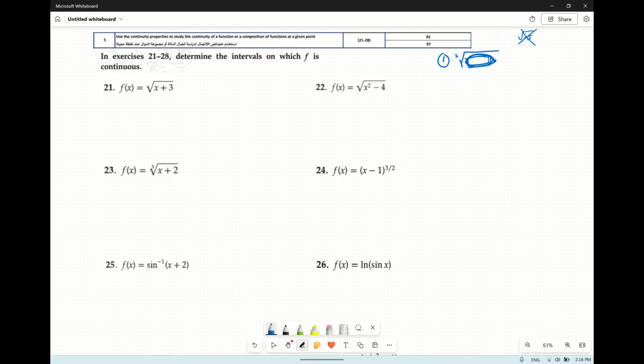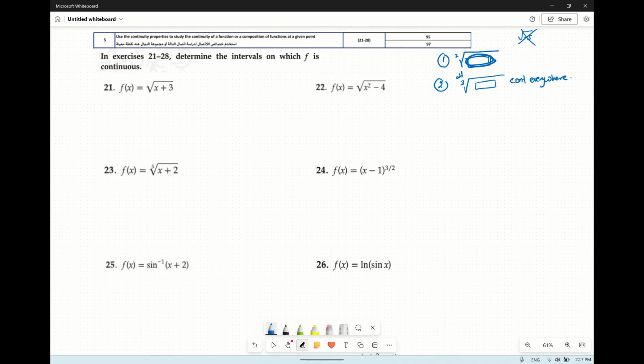Number 2, whenever you have a cubic root function, the cubic root means the index is 3, it is odd. When the index is 3 or any odd number, 5, 7, whatever, this one is continuous everywhere from negative infinity till positive infinity. So if you look at questions 21, 22, 23, 24, they are discussing this idea over here.